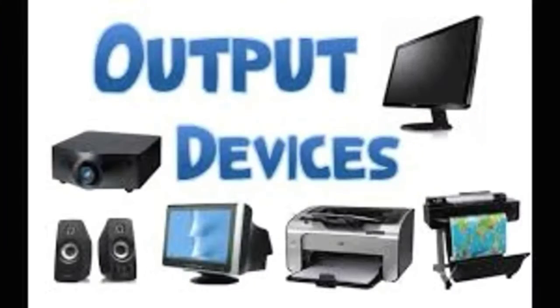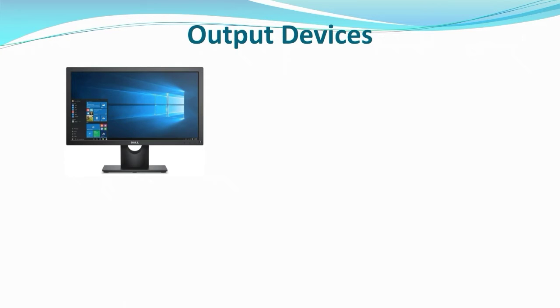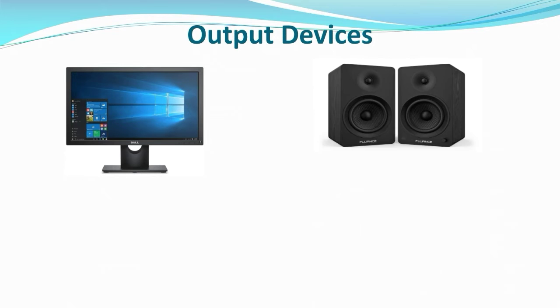Output devices. Output devices allow us to receive information from the computer. Output may be printouts from the printer, sound from the speakers, or images on the monitor or projector. Monitor. A monitor displays information on the screen. Speakers. Speakers play sounds and music on a computer.